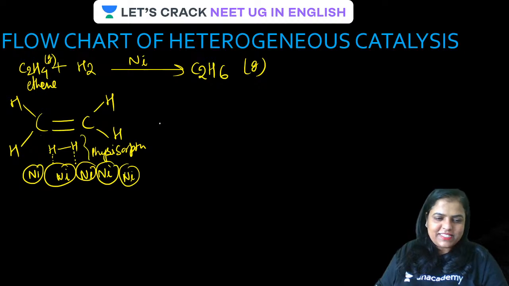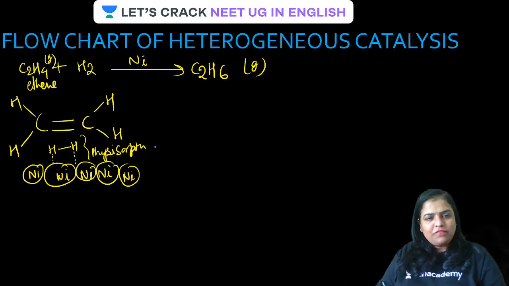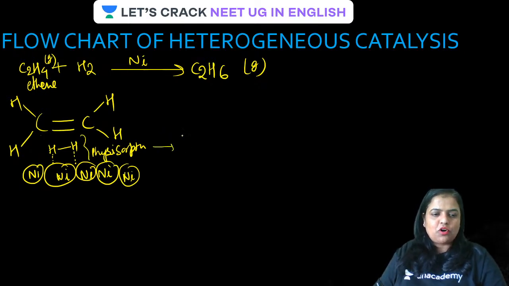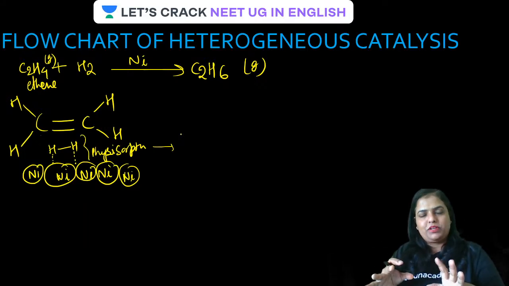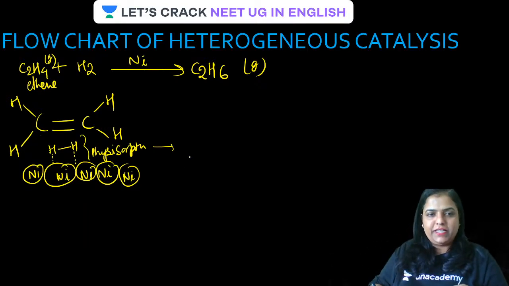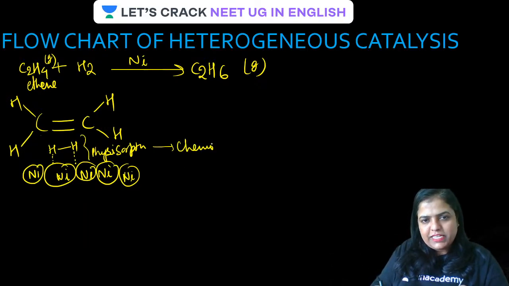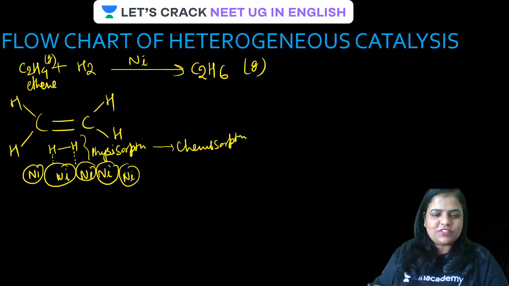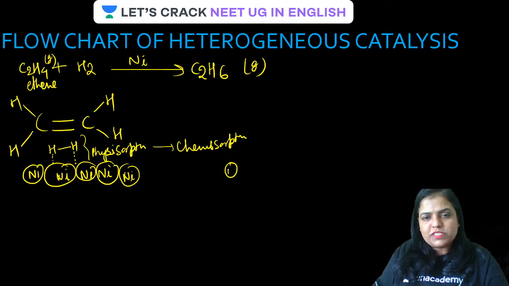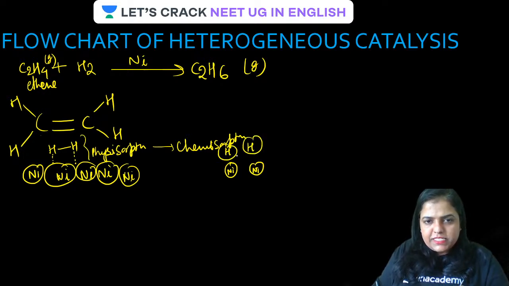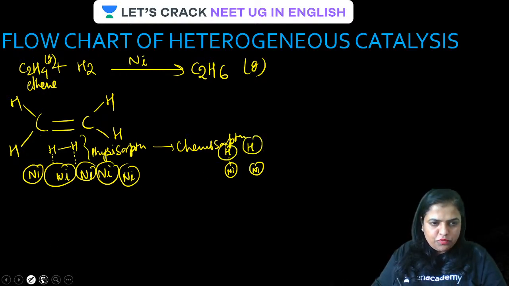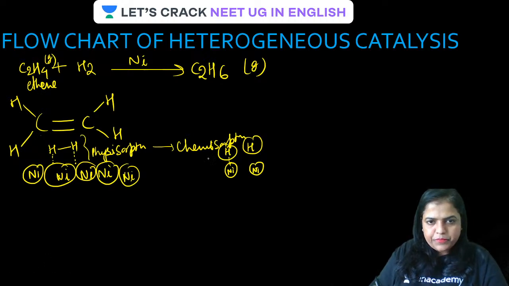Okay, guys, is that clear? Now, soon after that, chemisorption. That is, there is a bonding formed between hydrogen and nickel, guys. Soon after that, chemisorption takes place. All clear, guys? Which results in a proper bond. And due to that, you know what happens? Suppose this is nickel. This is nickel, guys. The bond formation over here does take place.